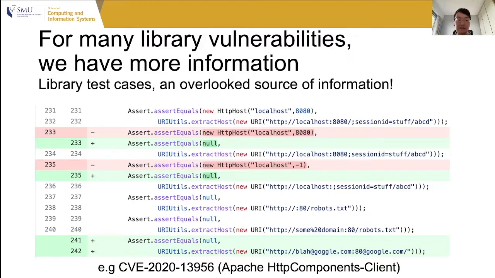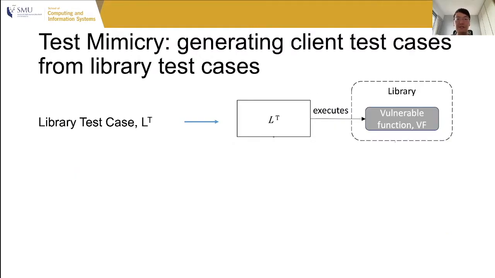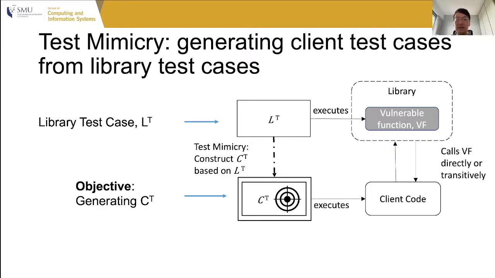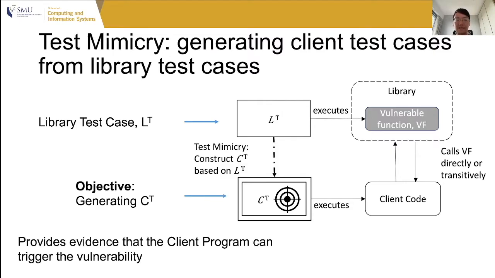Therefore, this motivates our approach, which we term test mimicry, which aims to generate test cases for a client program based on the library test cases. Given a library test case, LT, which executes the library such that the vulnerability is triggered, we aim to generate a test case for the client program, CT. So we would construct CT based on LT, and CT would execute the client program such that it invokes the library in a way where the vulnerability is triggered. CT would be helpful because it would act as evidence that the client program can trigger the vulnerability.